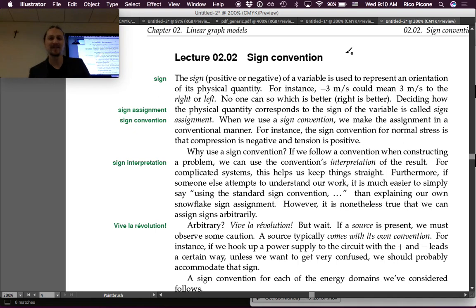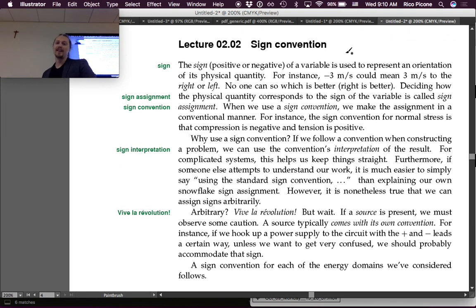It's kind of fun. However, it is nonetheless true that we can assign signs arbitrarily. Arbitrary, vive la révolution. However, if a source is present, we must observe some caution. A source typically comes with its own convention, okay? So we need to be a little bit cautious. We can technically arbitrarily assign signs even to sources, but it's not a good idea.